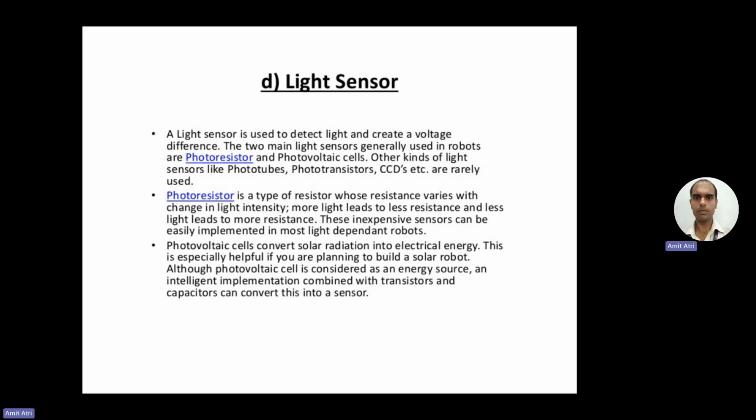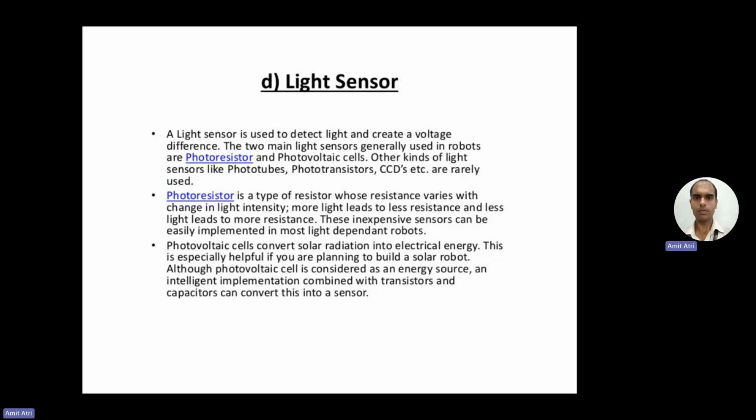Okay, the next is the light sensor. A light sensor is used to detect light and create a voltage difference. That means it is detecting the light input and giving some type of potential difference as the output. The two main light sensors generally used in robots are the photoresistor and photovoltaic cells. Some other kinds of light sensors are phototubes, phototransistors, and CCDs, but they are not much used. Most commonly, photoresistors and photovoltaic cells are used. Now discussing both of them.